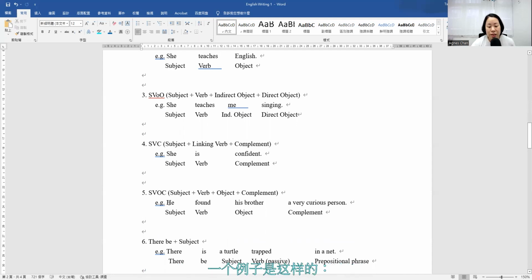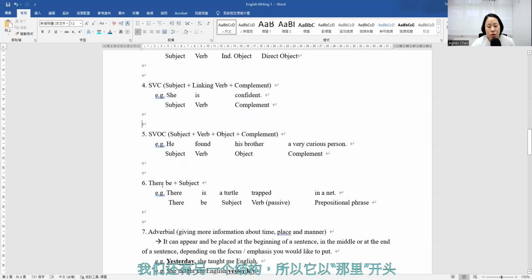And so an example would be like this. He found his brother a very curious person. Okay, so how are we going to divide it into different parts? Then he is the subject, found would be the verb, his brother is the object, and a very curious person would be the complement. Okay, so it's the noun phrase here instead of a single noun. All right, so that's the complement.